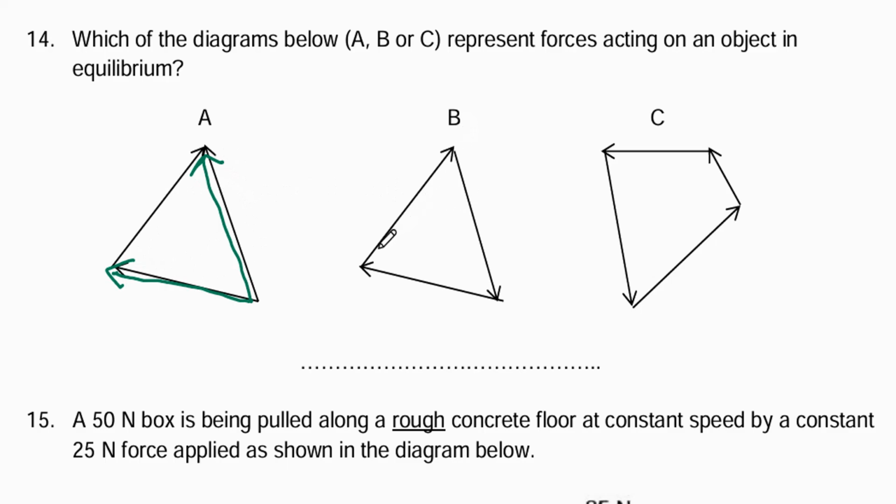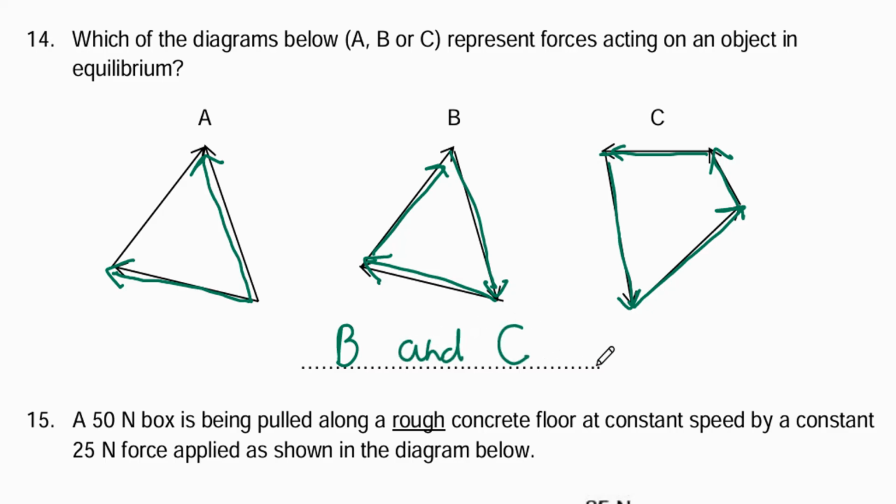In B, all these vectors are drawn head to tail. And it's a closed vector diagram. So we know B will represent forces acting on an object in equilibrium. If you look at C here, this is also a closed vector diagram with all the vectors drawn head to tail. So we know that this is also an object in equilibrium. So the answer here will be B and C.